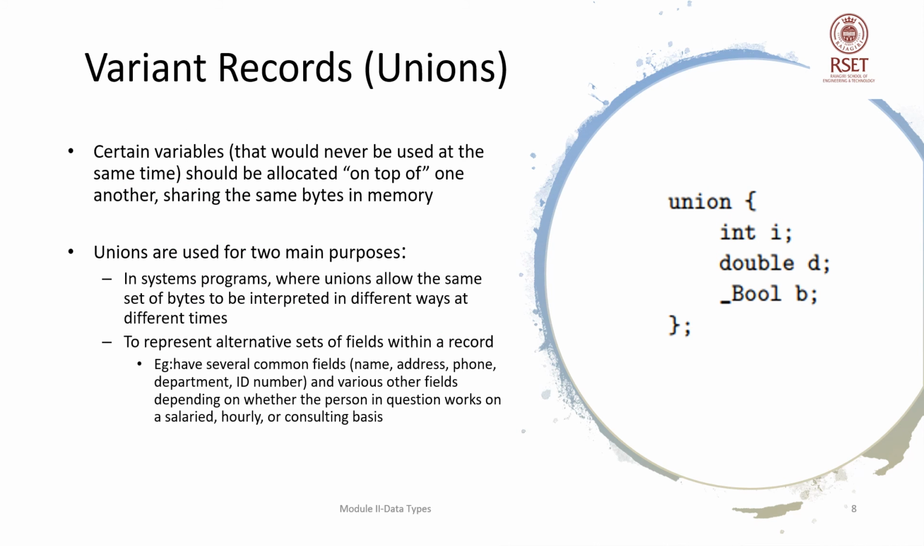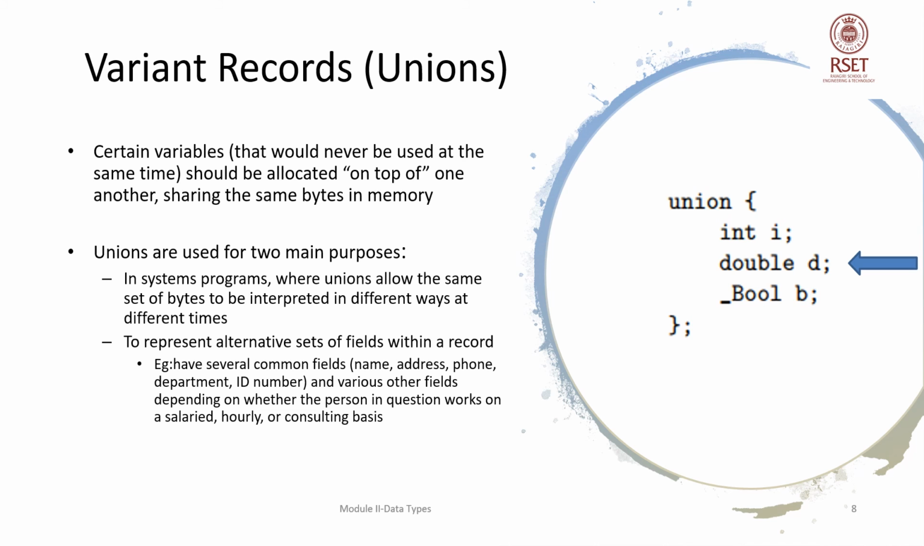Variant records or unions. If you are sure that the member components will not occur at the same time, the same memory space can be utilized by multiple members at different times. Such a kind of data type is called a variant record, or commonly called unions. Unions have two main purposes. It is commonly used in system programs where the same set of bytes can be interpreted in different ways at different times. The space is utilized to the maximum, and it can be used to represent alternate sets of fields within a record.